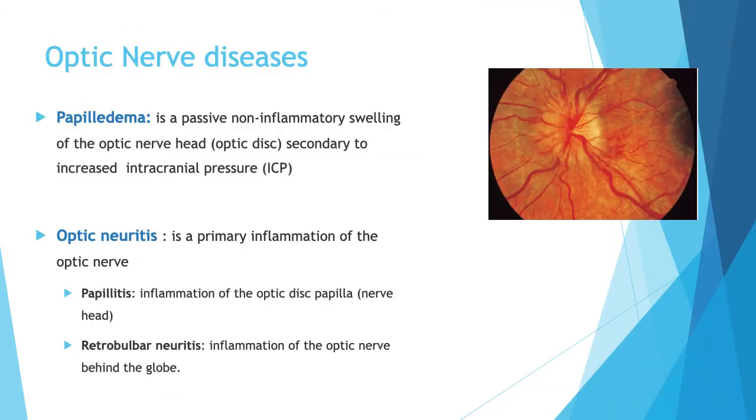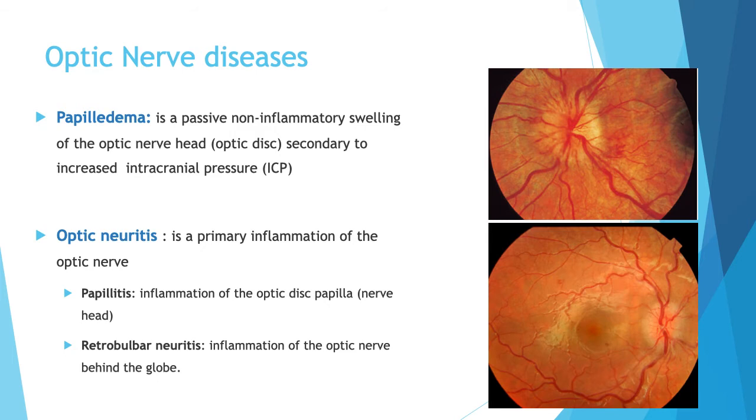What are the optic nerve diseases we are going to discuss today? We will discuss papilledema and optic neuritis. Papilledema, by definition, is a passive non-inflammatory swelling of the optic nerve head, secondary to increased intracranial tension. So it means that it happens due to increased pressure inside the brain. Optic neuritis is different. It's a primary inflammation of the optic nerve, and it could be the optic nerve head itself, which we call papillitis, or the part behind the eye, which we call retrobulbar neuritis.